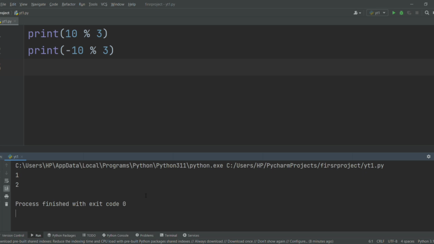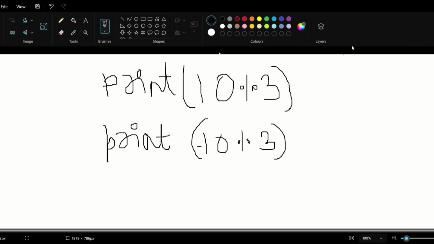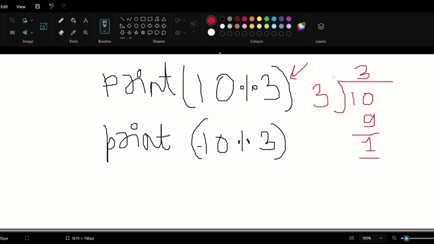Well, if you didn't understand this code, let me explain. So this is the code, and here let me show you how modulo is calculated. Modulo is nothing but the remainder of this. So 10 divided by 3 means 9, and we got the remainder 1 here. So that's why we got 1 here. This is pretty easy. But the only confusing part is why we got minus 2 here.